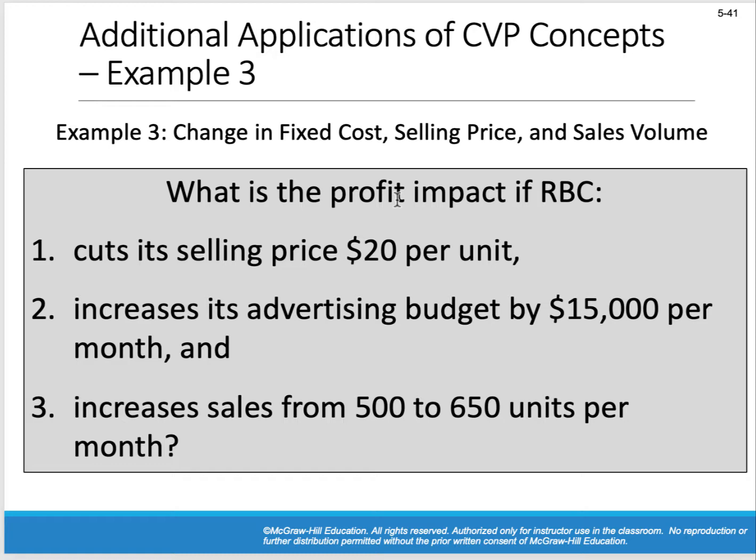Marketing manager stands up and says, I got a great idea. Let's cut our sales price. Let's also increase our advertising budget by $15,000 per month. I know if we do this, if we cut sales price by $20, throw some money at advertising, we're going to increase our sales by 150 units per month. Sales are 500 units. By slashing our prices and throwing money at advertising, we can now sell 650 bikes per month.